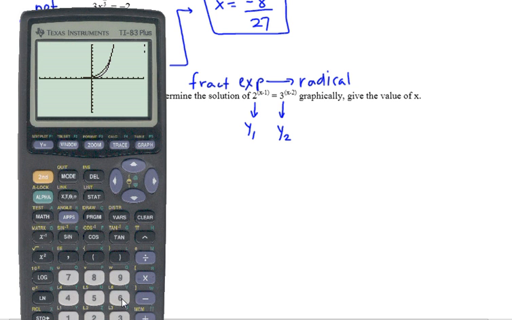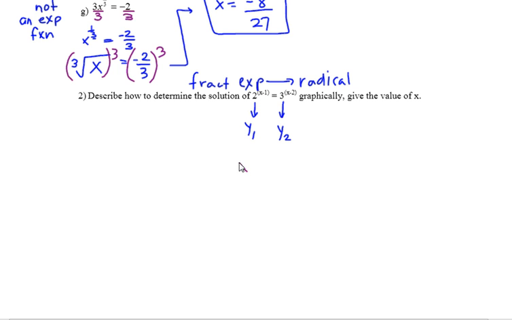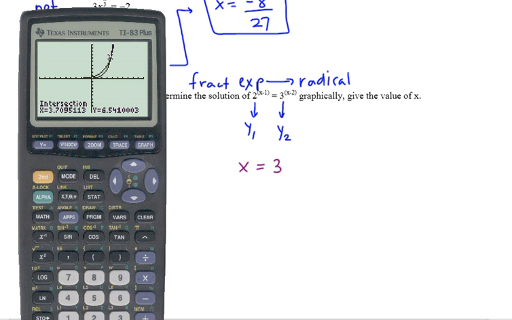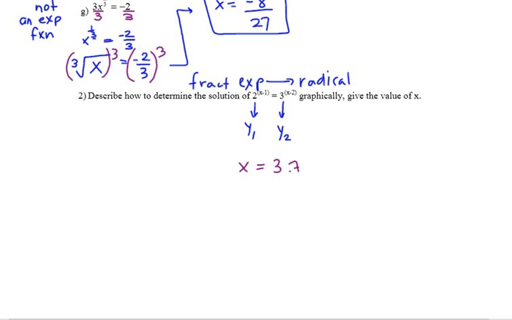Right, so how do I reset the windows? Zoom 6. Thank you, Jesse. Okay, so we should see, woohoo, 2 things. Okay, we want to find the intersection, so second trace 5, 1, 2, 3. Push enter, because it's thinking you paused it. Okay, and so x value would be what? 3 point, did you guys get the same thing? 7, 1, or 3.7.